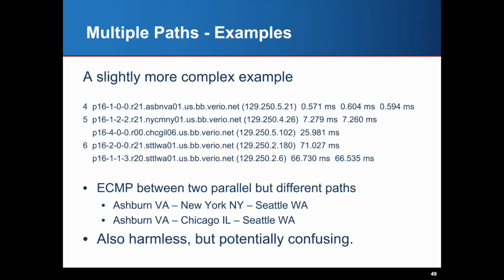So here's an example of a slightly more complex issue. This is ECMP between 2 parallel but different paths. One path is Ashburn to New York to Seattle, and the other path is Ashburn to Chicago to Seattle. So it's completely harmless, but if you were to look at that not knowing what's going on, you might think, well, how did the packet go from Ashburn to New York to Chicago to Seattle? And that may or may not be what's actually happening.